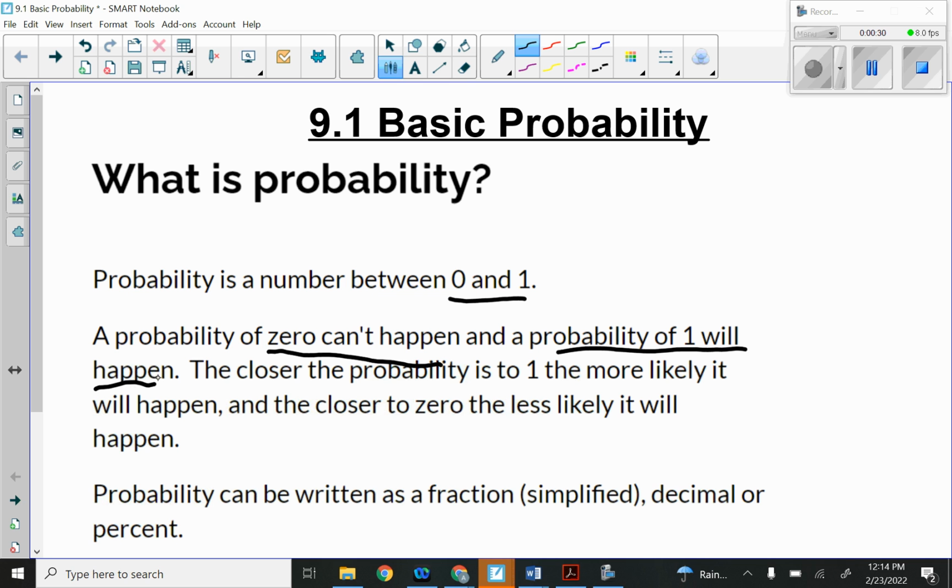That would guarantee the event happening. A probability closer to 1 means it is more likely it will happen, and closer to 0 is less likely it will happen. Now, probability can be written as a fraction, decimal, or percent.